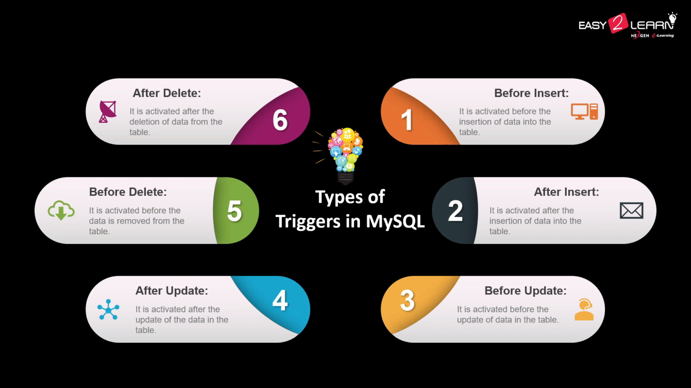So here are the various types based on timing. Triggers are also classified based on the event they respond to. Before insert or after insert executes before or after a new row is added, whereas before update or after update will execute before or after an existing row is modified, whereas before delete or after delete executes before or after a row is deleted.